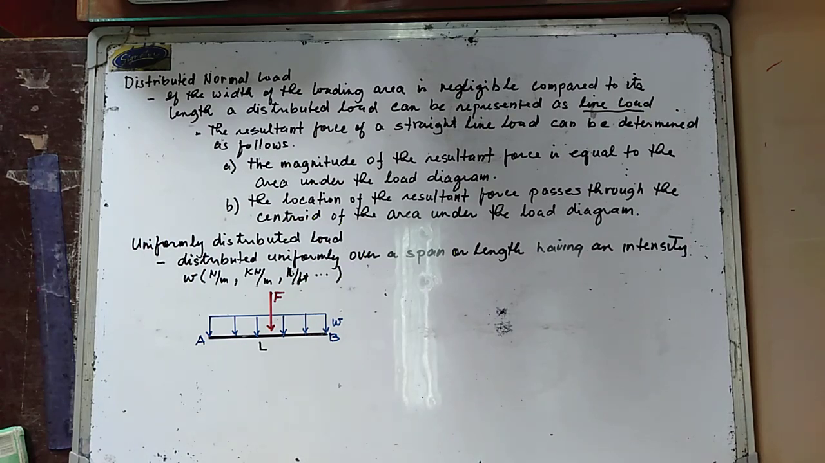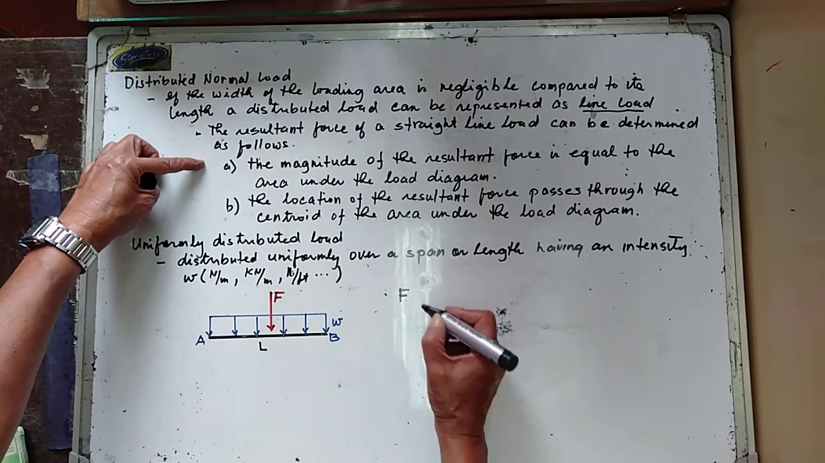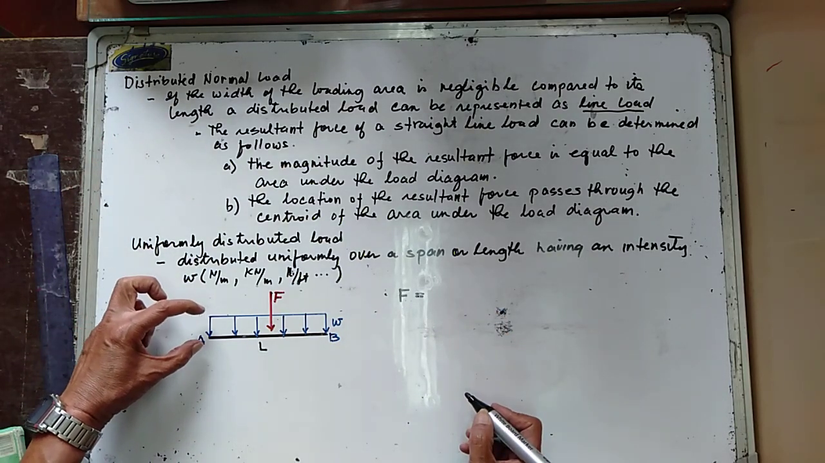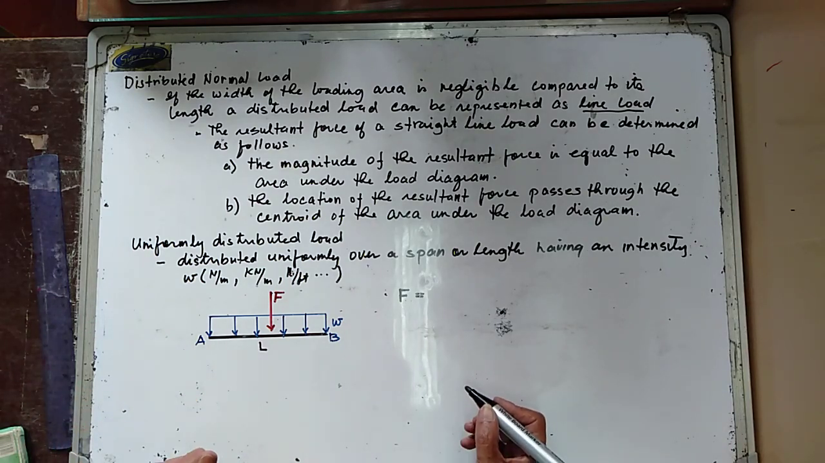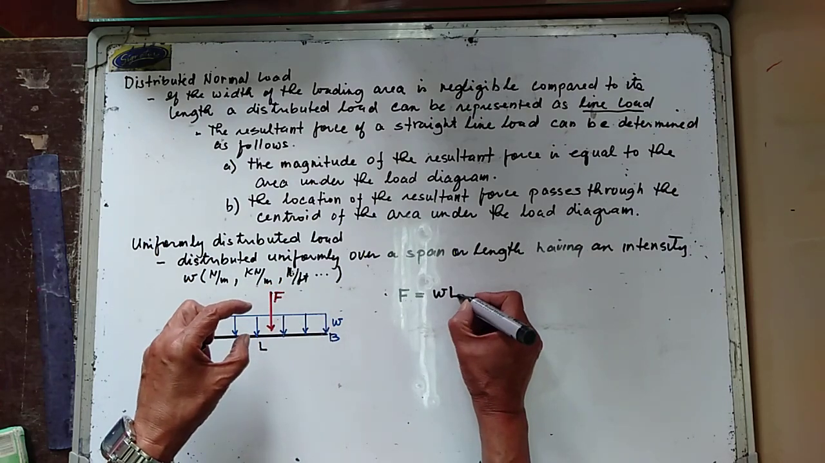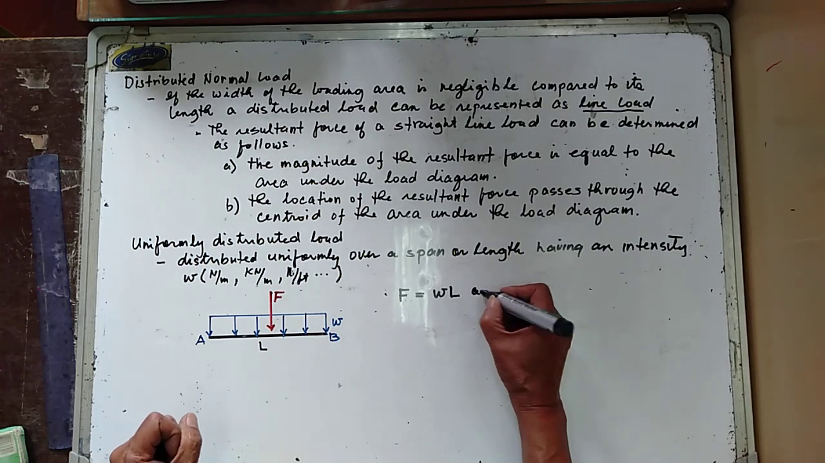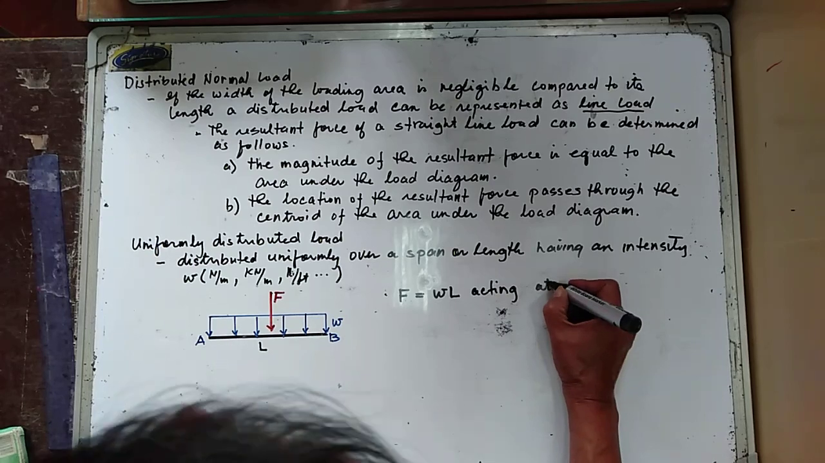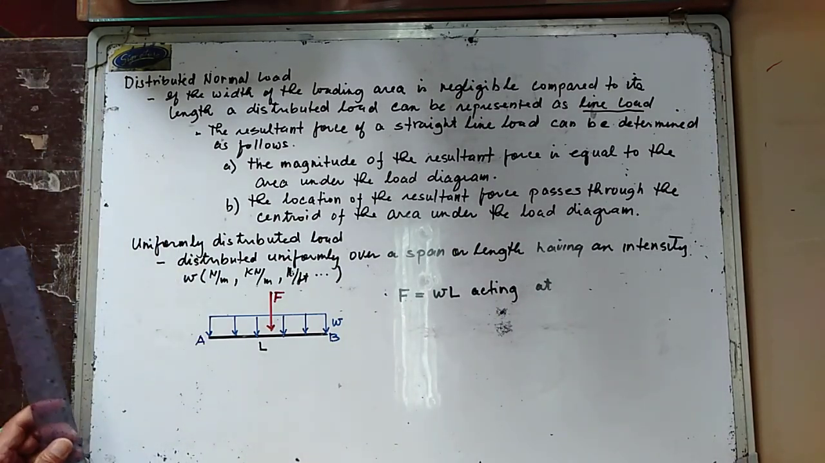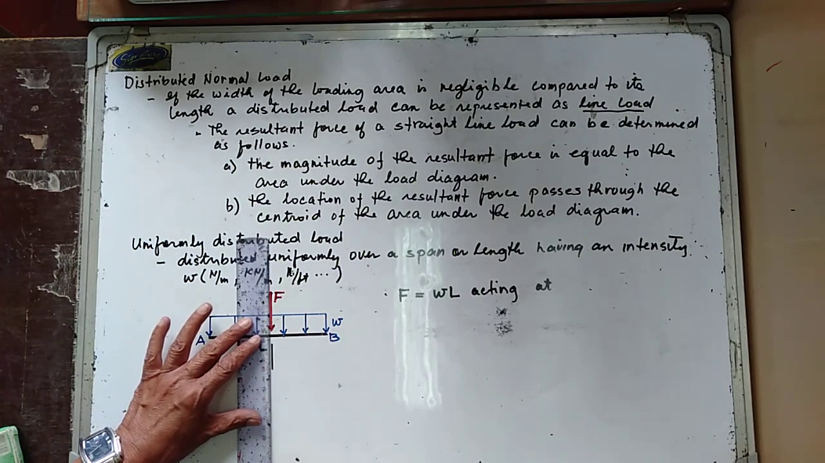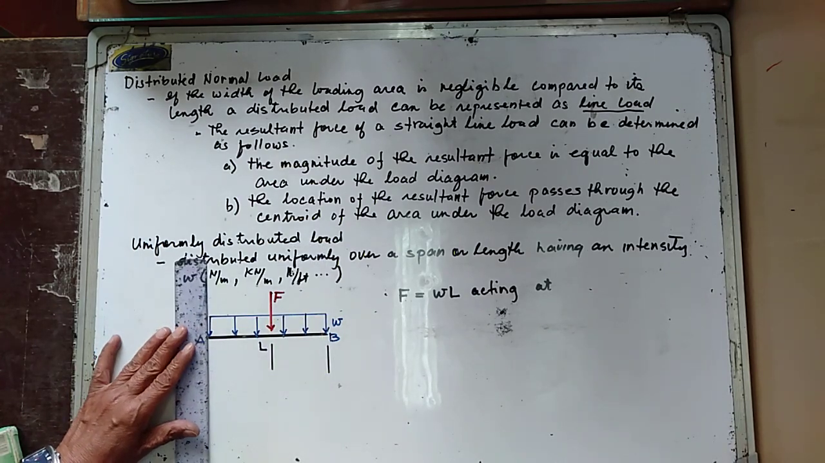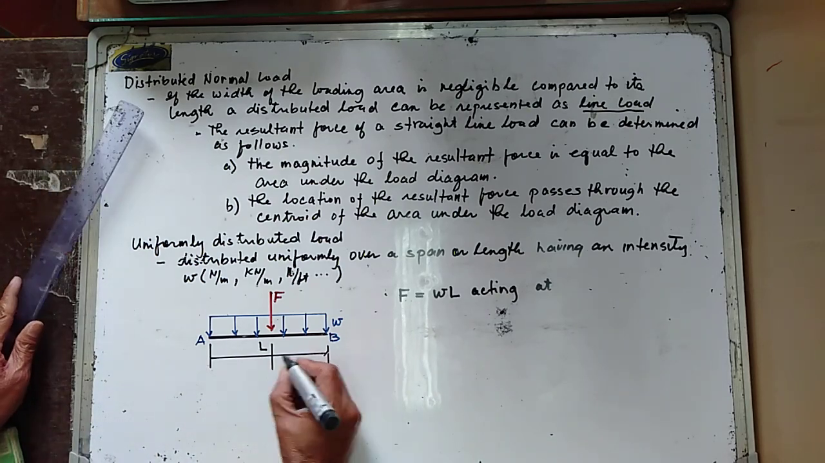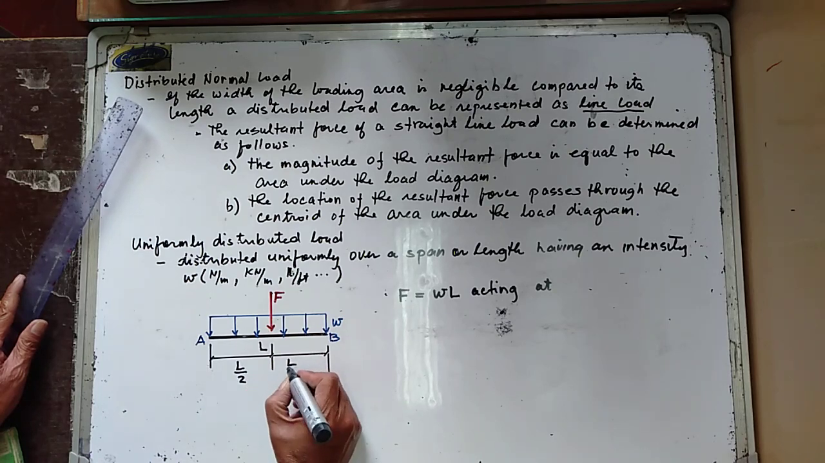The magnitude of this resultant is equal to the area of the load diagram. For a uniformly distributed load, you notice that the area is a rectangular area. Hence, the area of a rectangle is equal to w multiplied by L. And this is acting at the centroid under the load diagram. So where is the centroid of a rectangular area? The length is L, so we have L over 2 and L over 2.